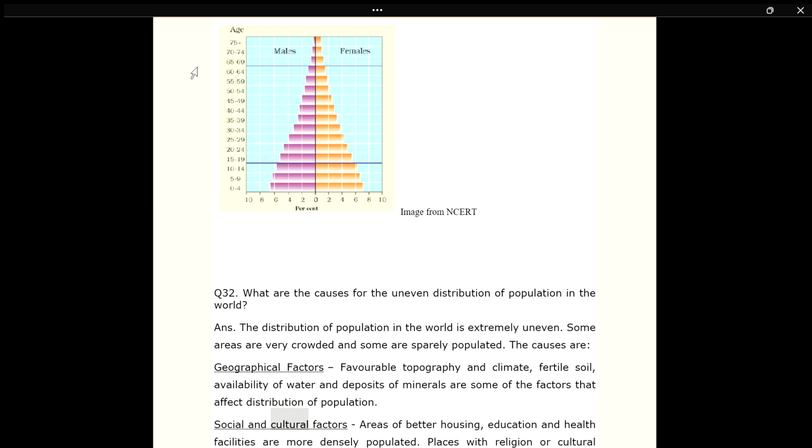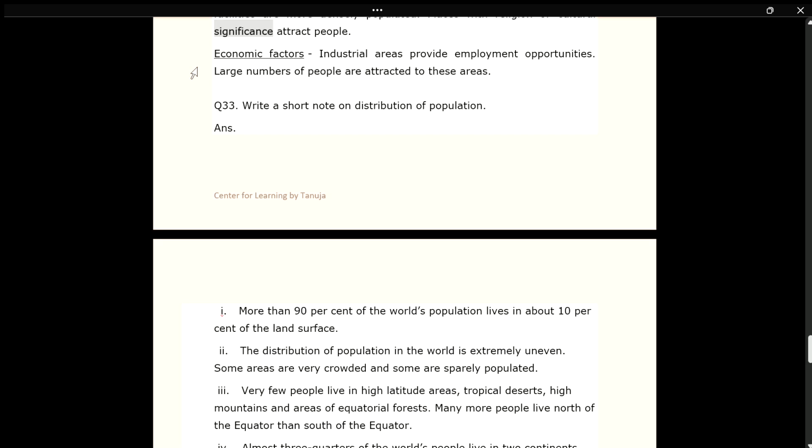Social and cultural factors: areas of better housing, education and health facilities are more densely populated. Places with religious or cultural significance attract people. Economic factors: industrial areas provide employment opportunities. Large numbers of people are attracted to these areas.